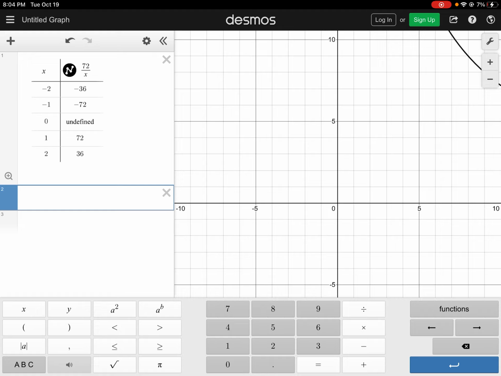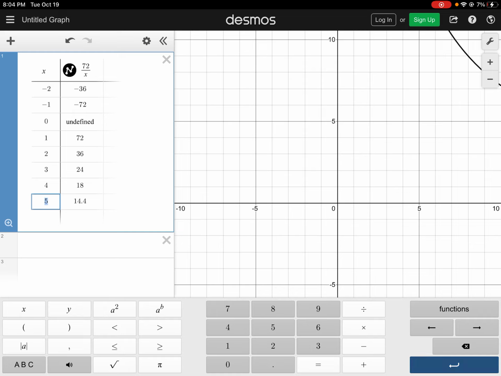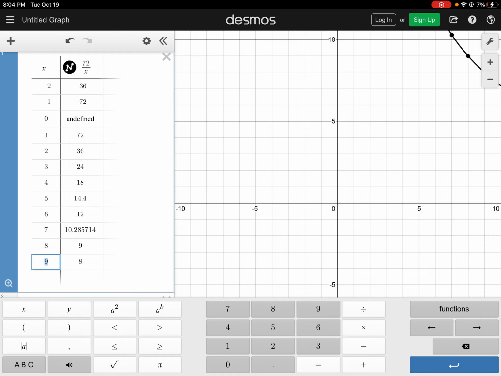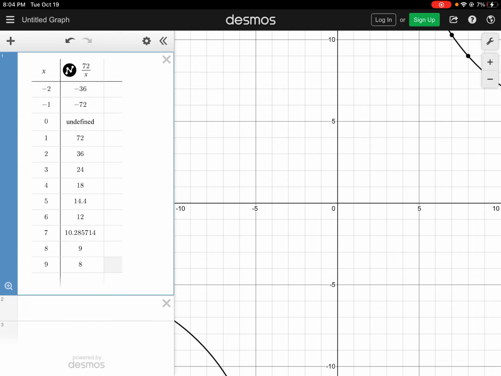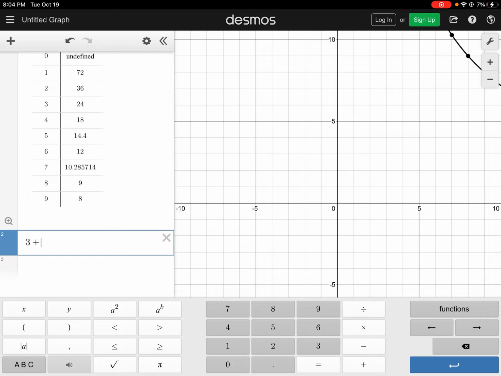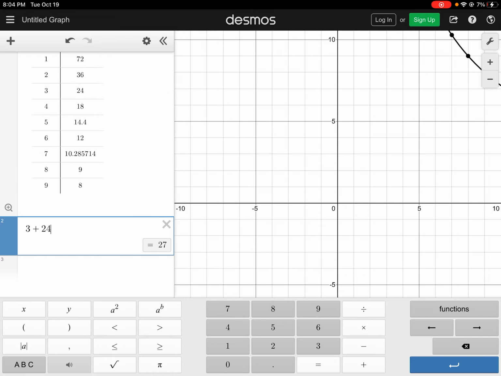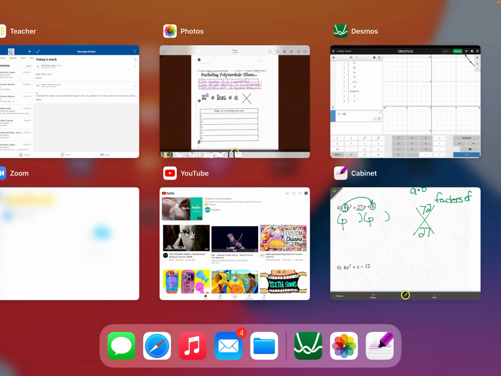1 plus 72, 73, not what I'm looking for. 2 plus 36, 38, not what I'm looking for. I am looking for 27. So add some to your table. All right, 3 plus 24. Oh, that's my 27, right? And again, if you think you're going to make a mistake somehow, type it in and verify. There's the 27 I'm looking for.